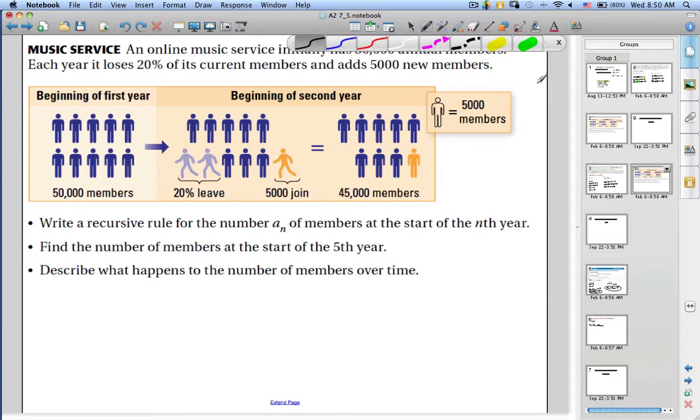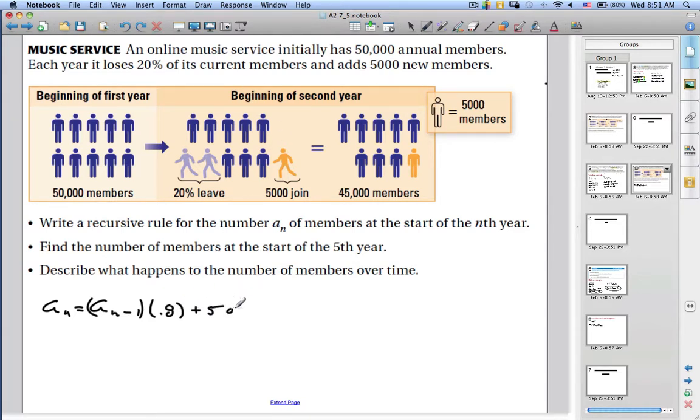So when you look at what's happening with this function, we know that any term we have will be equal to the term before it, losing 20%. So that means it would be 80% of itself times 0.8 plus 5,000 new members. All right, so that's the way this rule will work. So what I took is, I know that a sub 1 is equal to 50,000. That's where we start. That's where we are in the very first year.